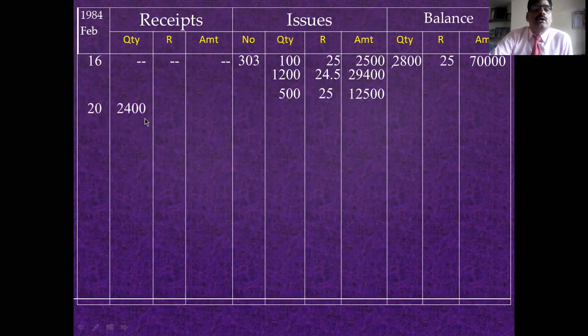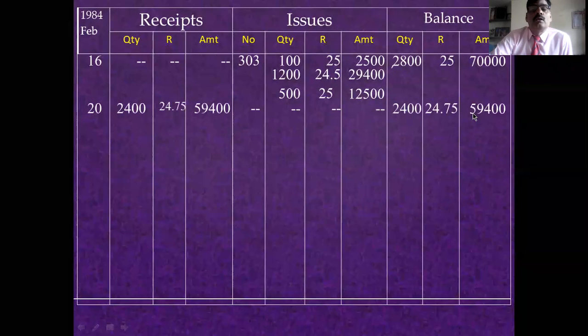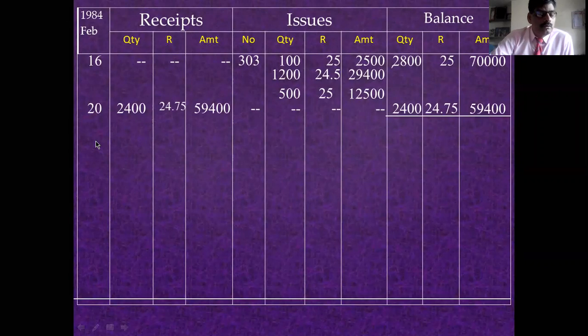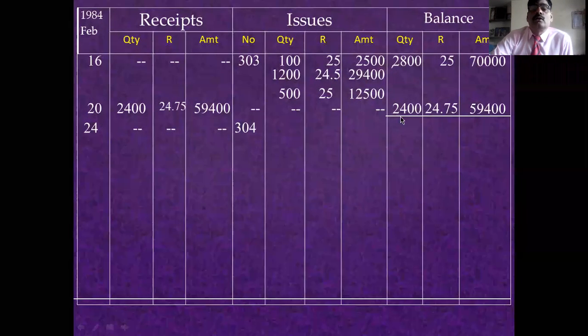In the receipt column you record 2,400, rate is 24.75, amount 59,400. 2,400 at the rate of 24.75, amount is 59,400. Clear? 20th completed. Then next is 24th issue. You underline the balance column and issue the quantity. Number is job number 304. Issue quantity is 3040.